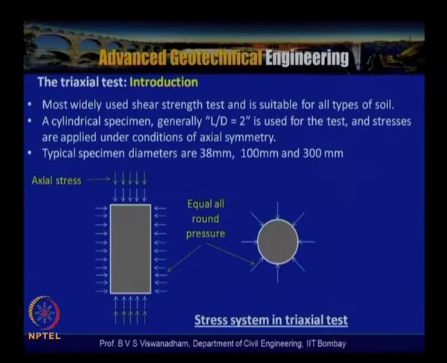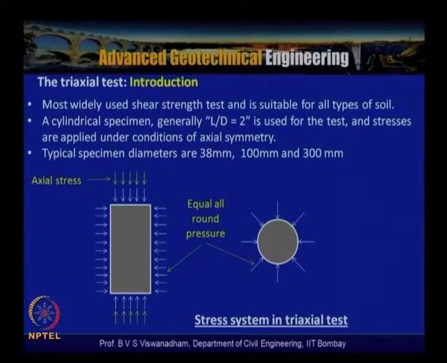This is one of the widely used tests wherein you can have well controlled drainage conditions. The soil strength parameters can be estimated very accurately, and the test is suitable for all types of soils. You can do it on very soft soil and not very soft soil, where the soil sample can be made to stand, and also on loose sand and dense sands.